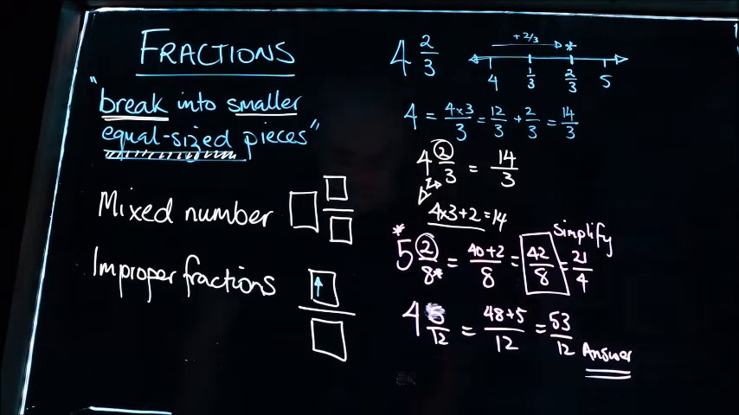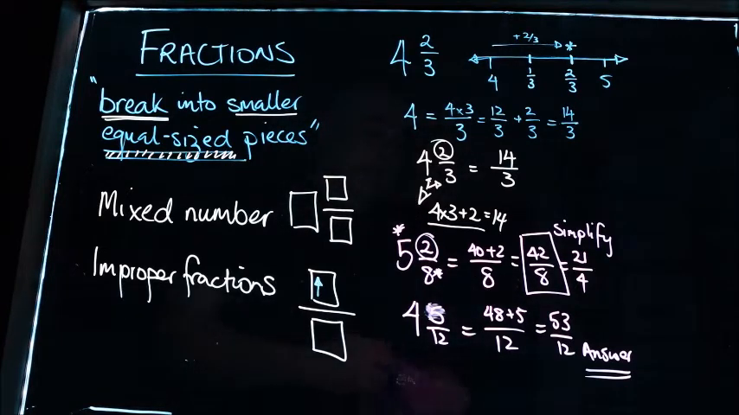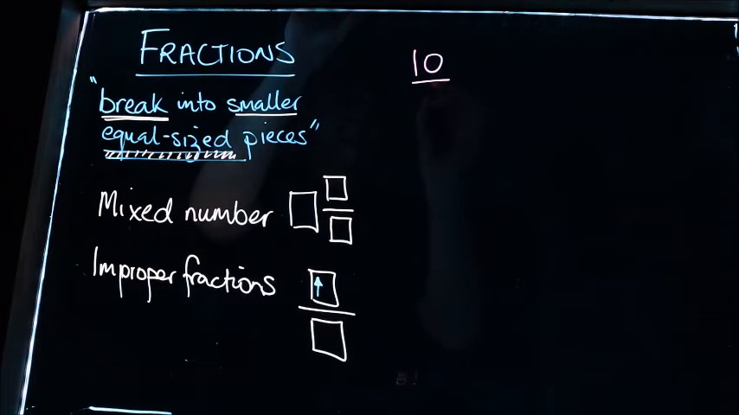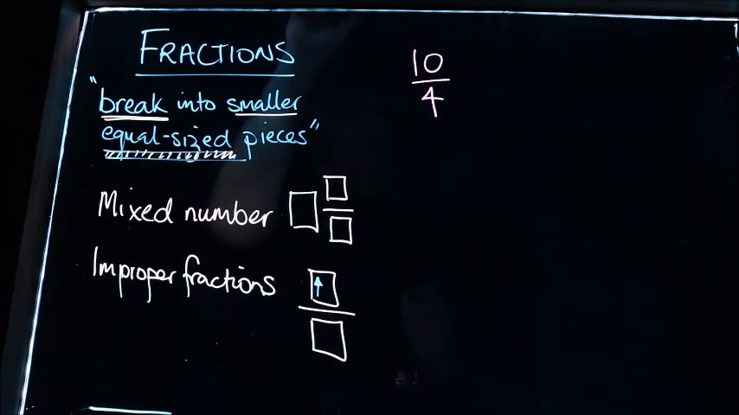What I'll do now is just clean the board, and we'll come back and talk about converting improper fractions into mixed numbers. We're back, and now we've got some improper fractions. Remember, the numerator is larger than the denominator, and now we want to turn it back into a mixed number.